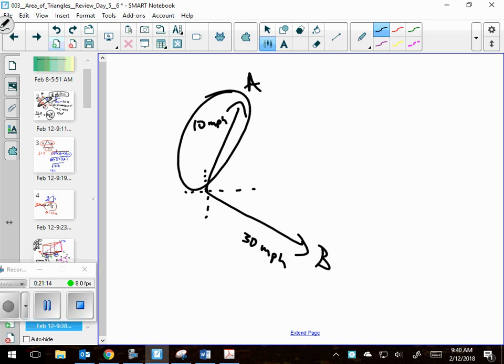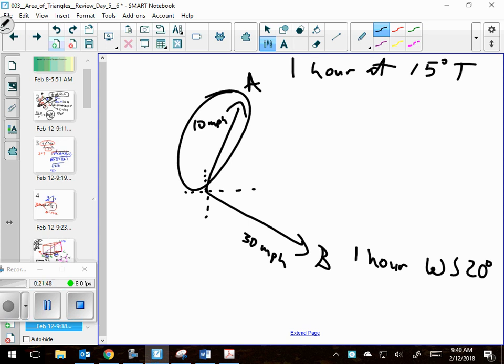How far apart are they? Do we have enough information? What's the thing you're missing? All right, so I'll tell you the bearings. This guy went for 1 hour at, what does that look like? I don't know, 15 degrees? True? And this guy went for 1 hour at west-south 20. Sorry, east-south 20? I get my west and east confused. East-south 20, there we go.